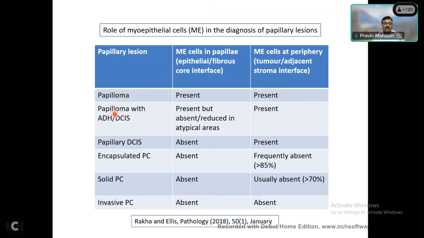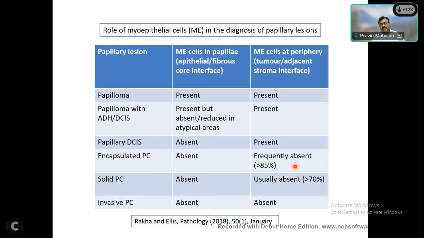When you move towards papilloma with ADH and DCIS, you will have myoepithelial cells in the area where there are typical benign papillary projections, but these myoepithelial cells will be absent or reduced in the area where you start to see atypical cytological morphology. Myoepithelial cells will be present in the periphery of the ducts involved by this lesion. In papillary DCIS, you will have absent myoepithelial cells within the papillae, but they will be present in the periphery of the ducts.